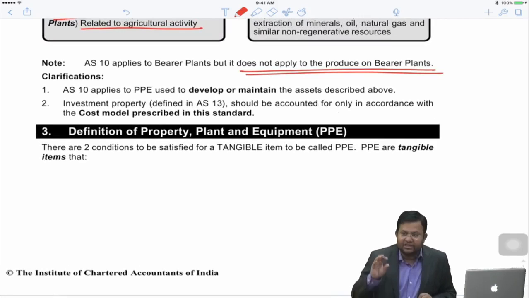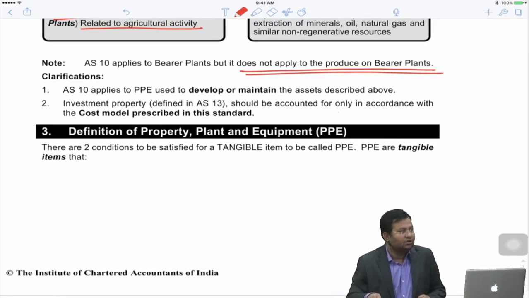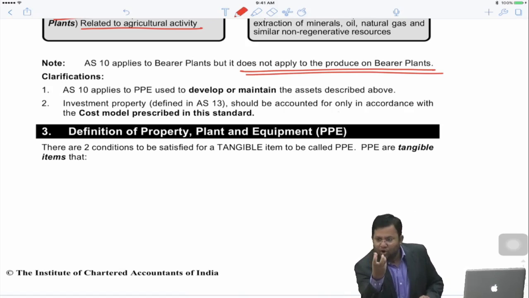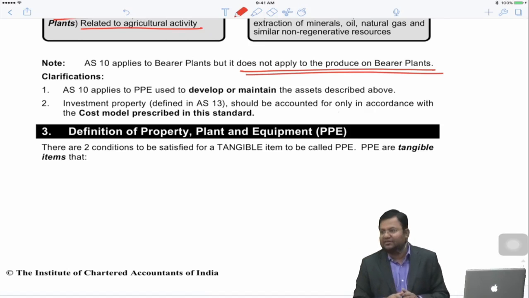So standard does not apply to agricultural produce that you derive from the bearer plant. That mangoes that you are going to get is going to be treated as an inventory under accounting standard number 2, which we'll be discussing later.